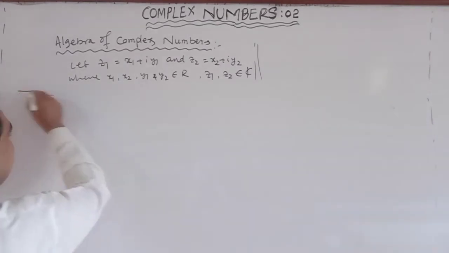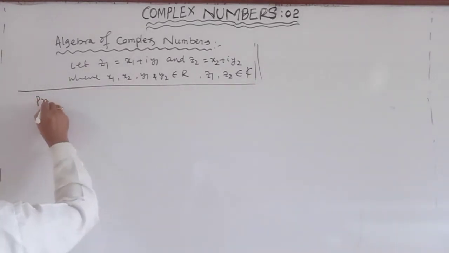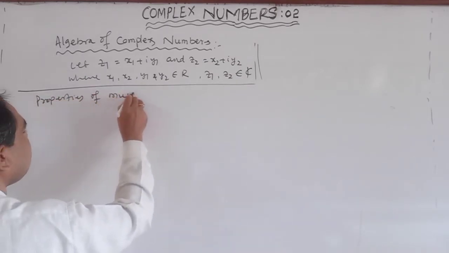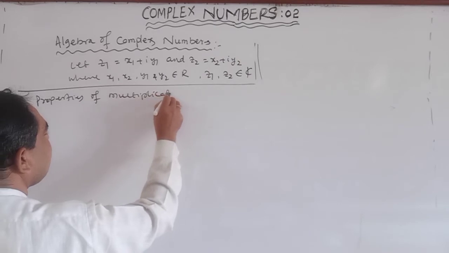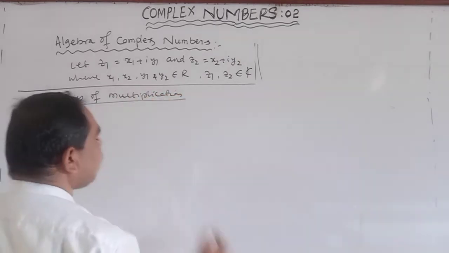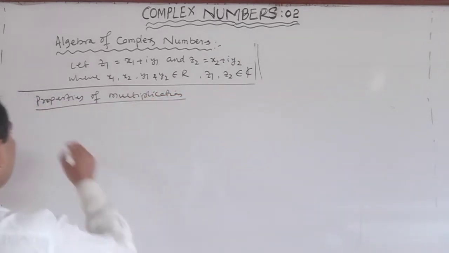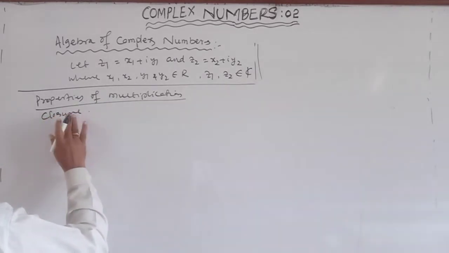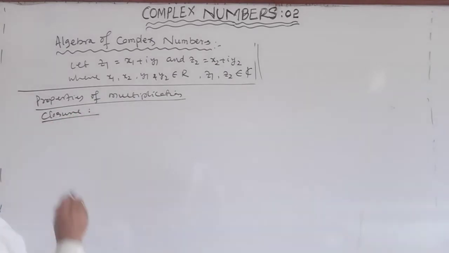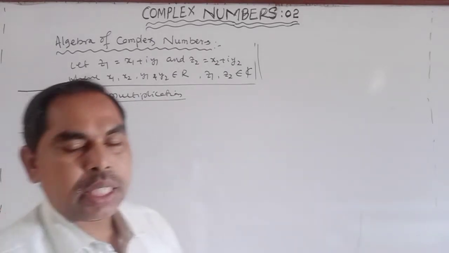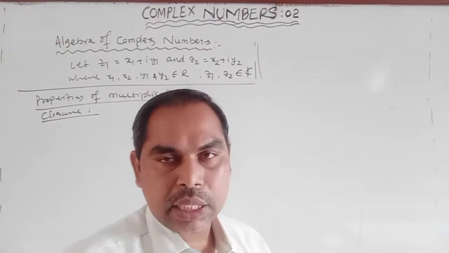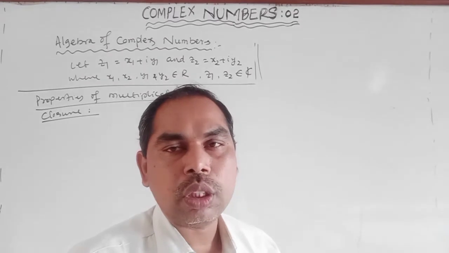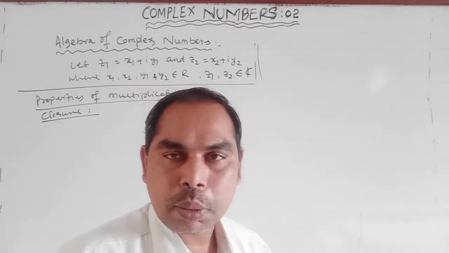Next, properties of multiplication. First property, closure property. Closure property means what? Now let Z1 belong to the complex numbers C, and Z2 also belongs to the set of complex numbers C. Their product also belongs to the set of complex numbers C. It is called closure property.